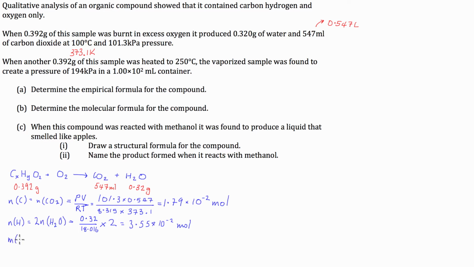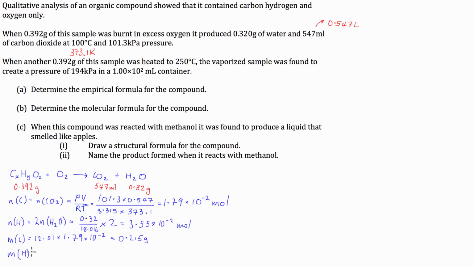The mass of carbon is going to equal 12.01 times 1.79 times 10 to the negative 2, and that's equal to 0.215 grams.